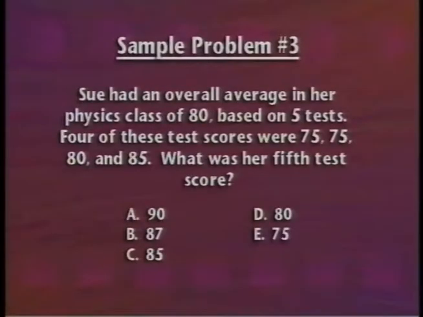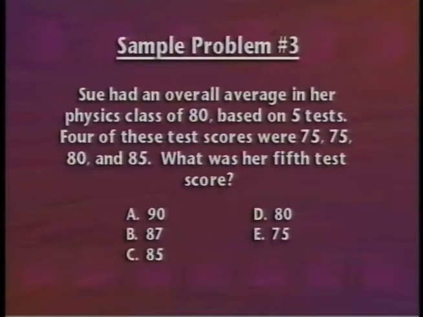Sue had an overall average in her physics class of 80 based on 5 tests. 4 of these test scores were 75, 75, 80, and 85. What was her 5th test score? For simple averages, we add all test scores and divide by n, the number of tests. This problem is more difficult.